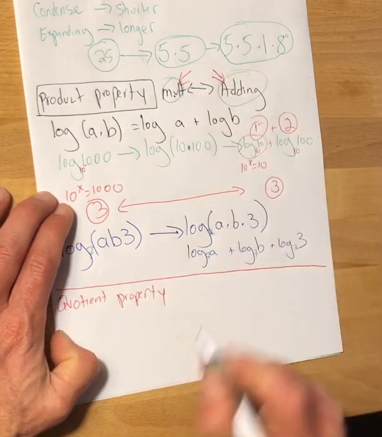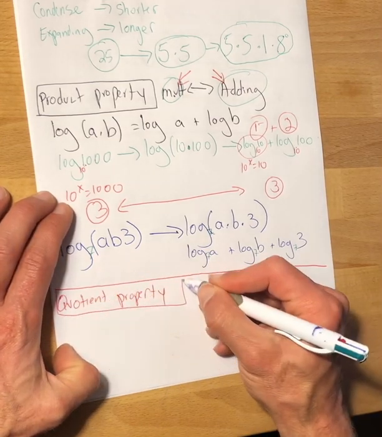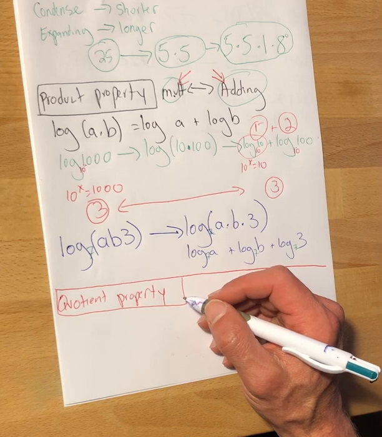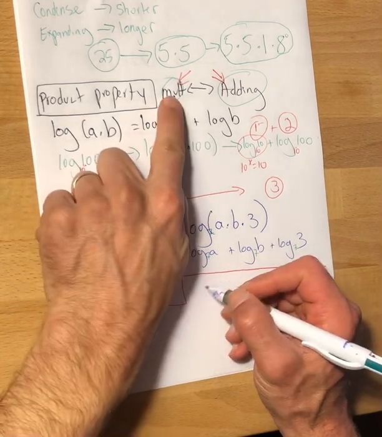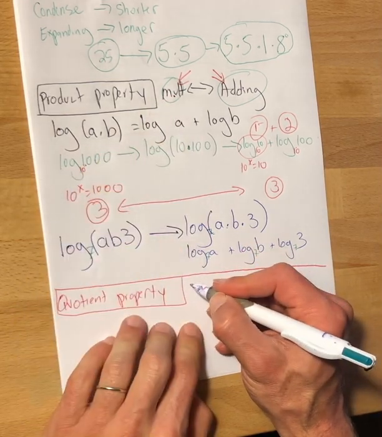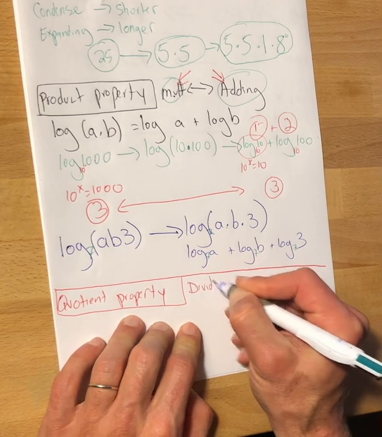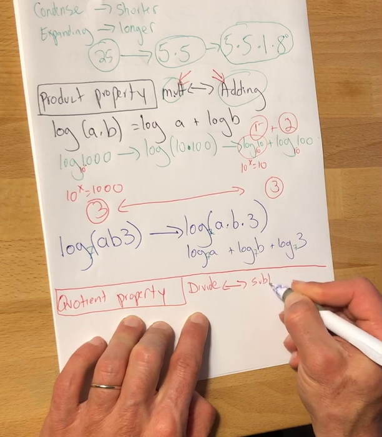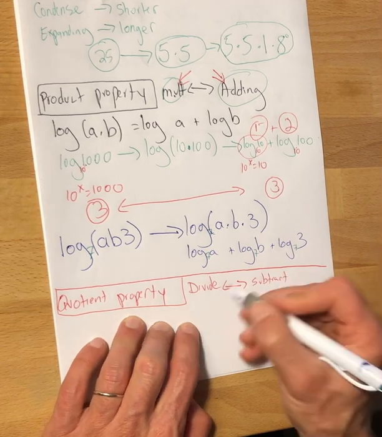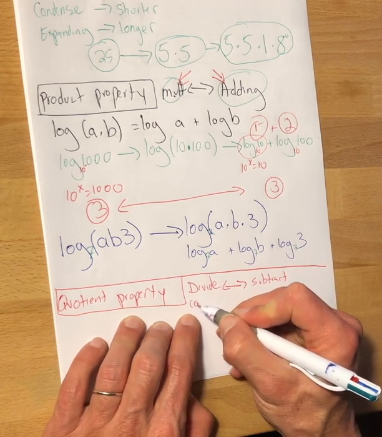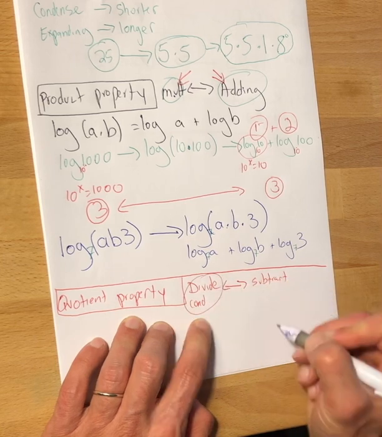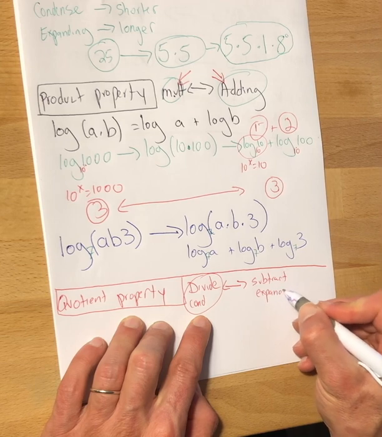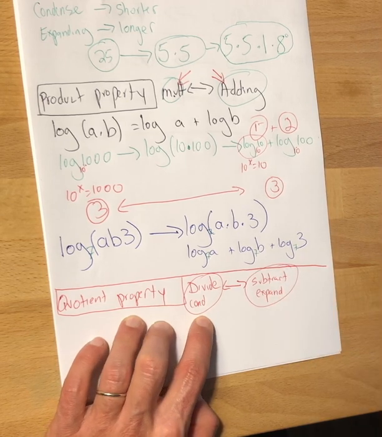It's the opposite of this. The quotient property is, instead of multiplication, the opposite of multiplication is division. When you divide, you actually subtract. So when you condense it, it'll be in division. If you expand it, it'll be subtraction.